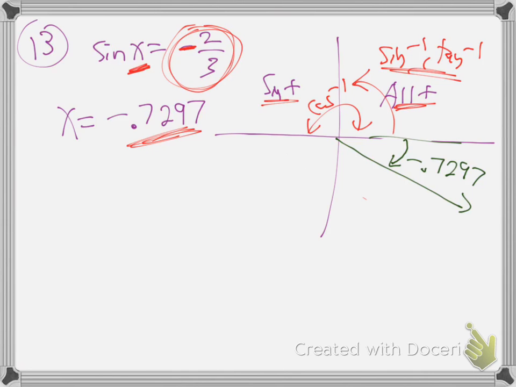Well, it's going to be a mirror image in the third, which means it's going to be down, or, well, we'll talk about down or plus in a minute, but it's going to be 0.7297 off the axis, just like the other one is 0.7297 off of the axis. Now is where we get a little bit more into reference angles.